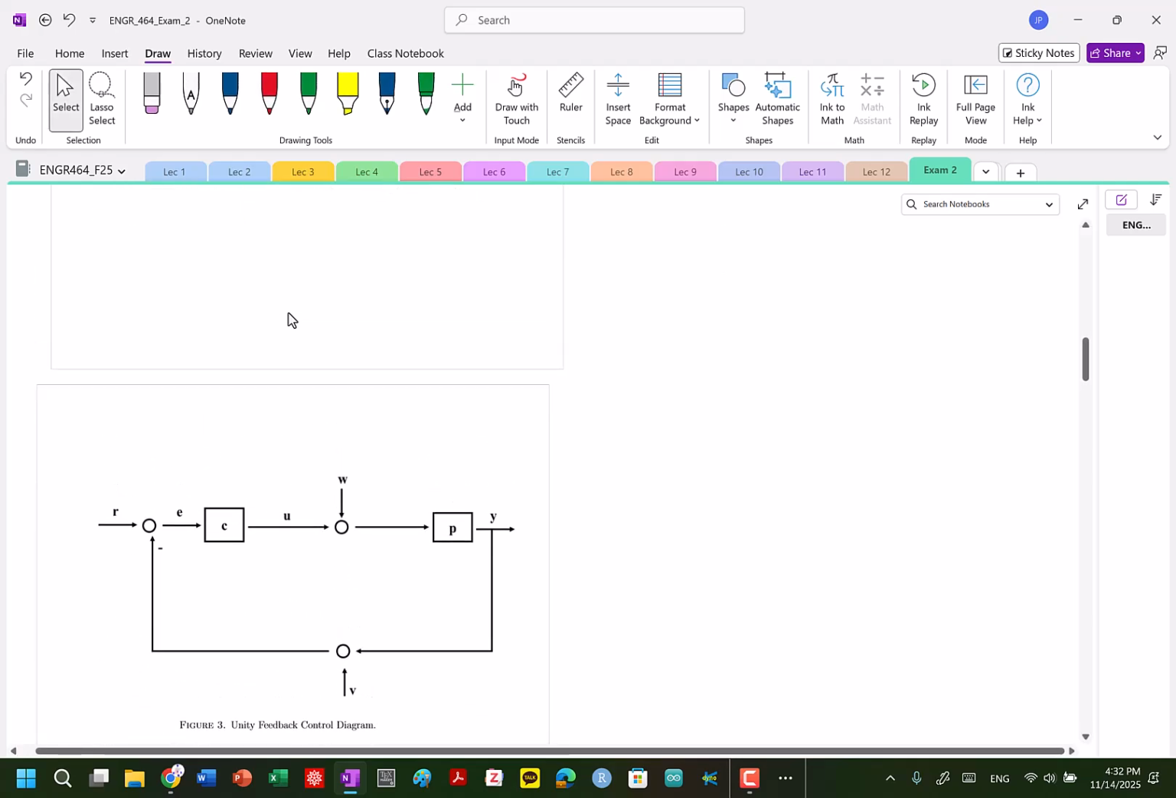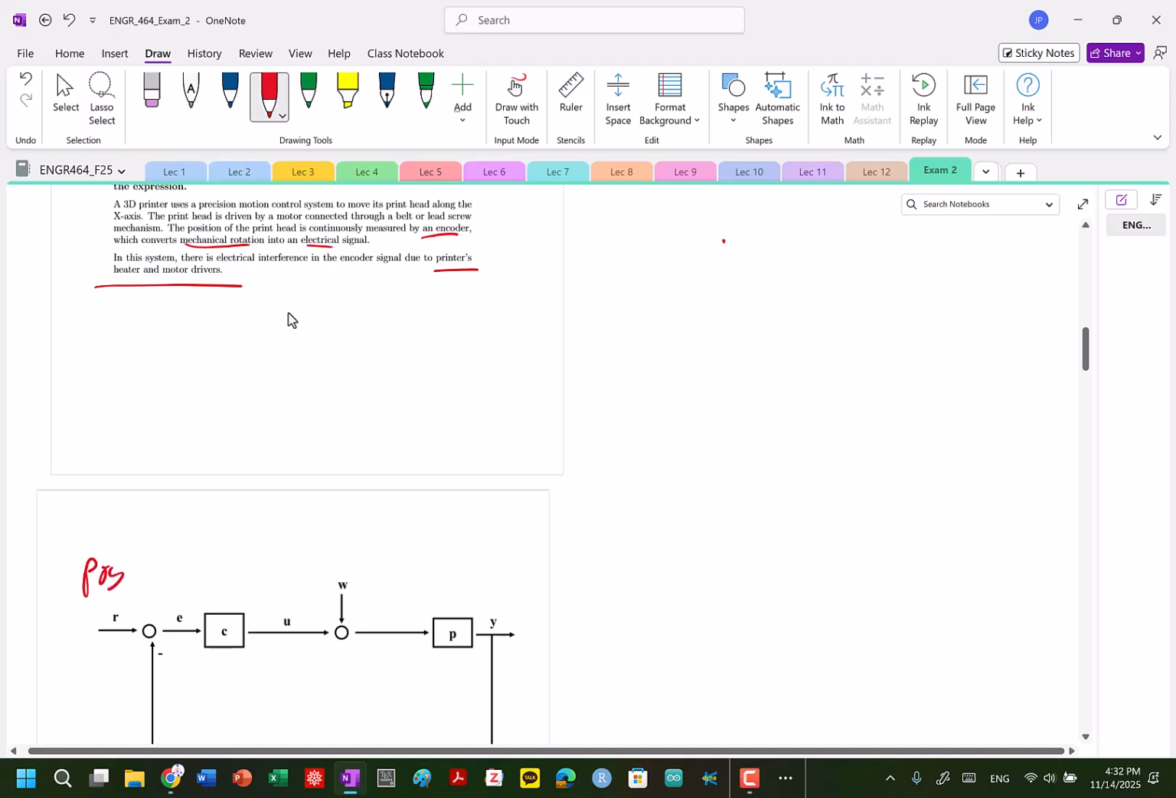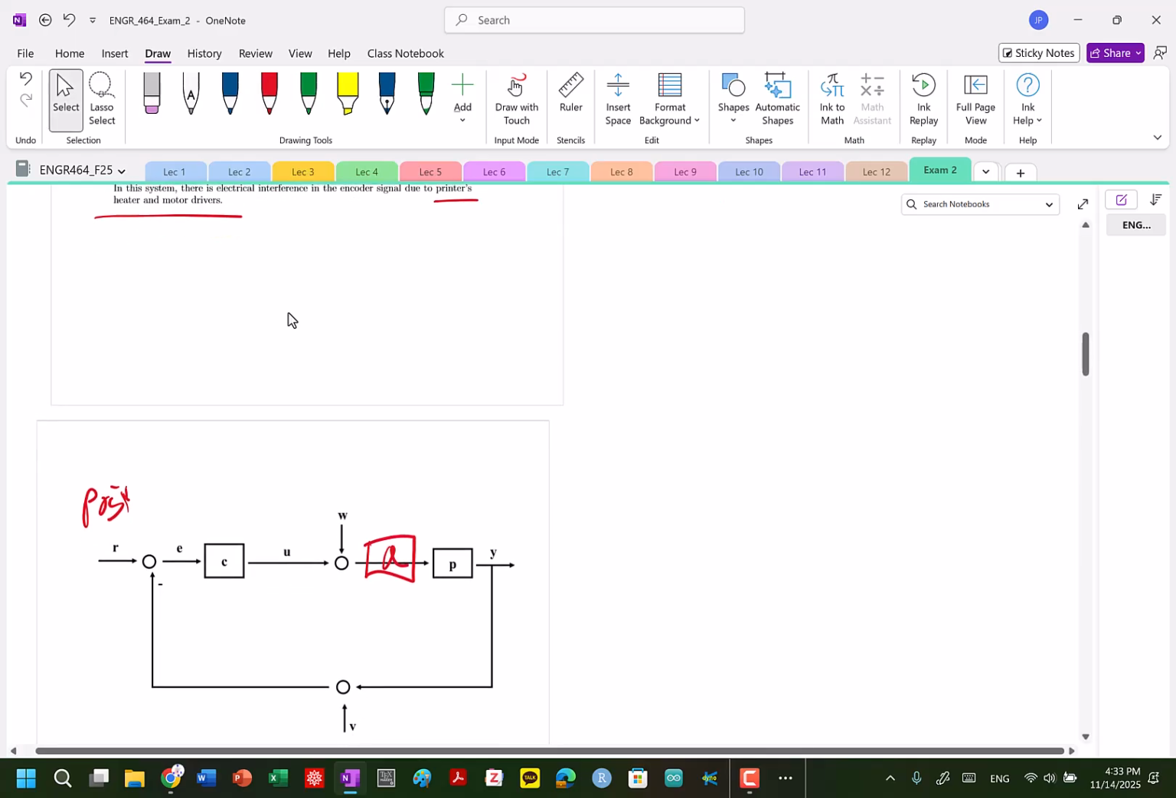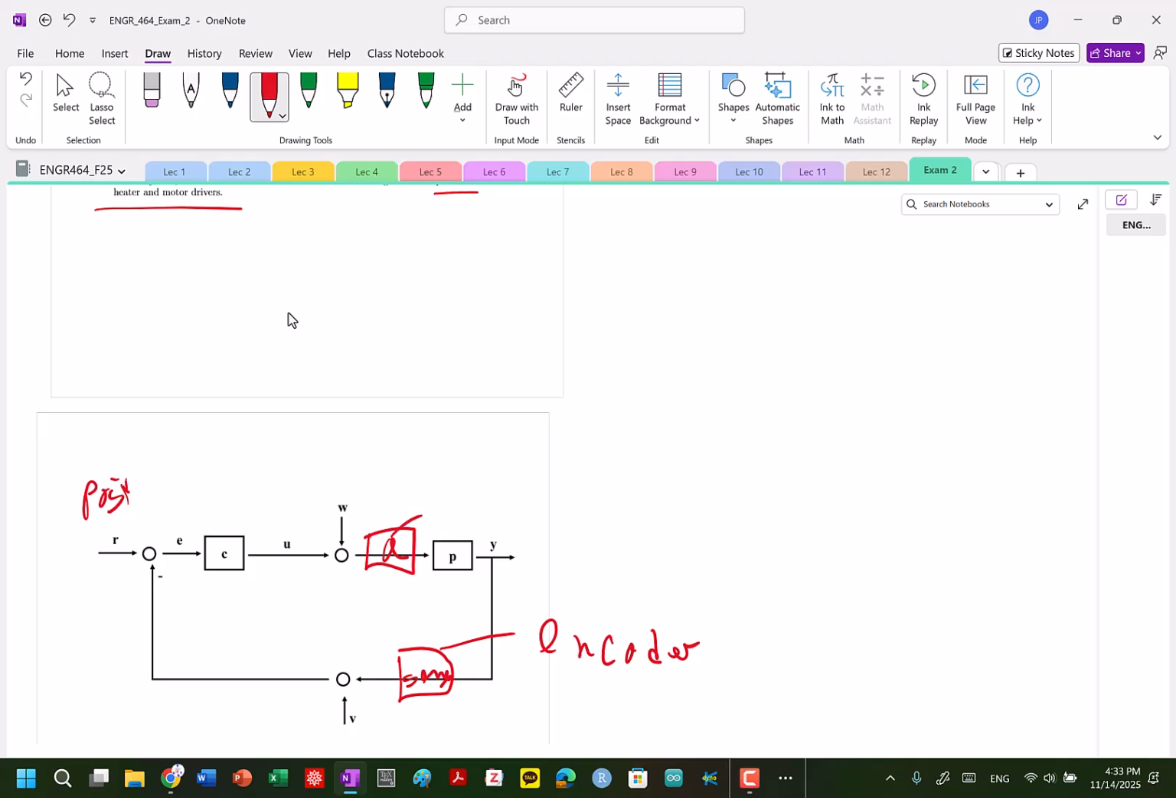So what do we have here? Our reference is the position we want for our 3D printer. Our actuator is going to be here. Our sensor is actually that encoder, right? Our actuator is the motor of the 3D printer. The controller is the controller.